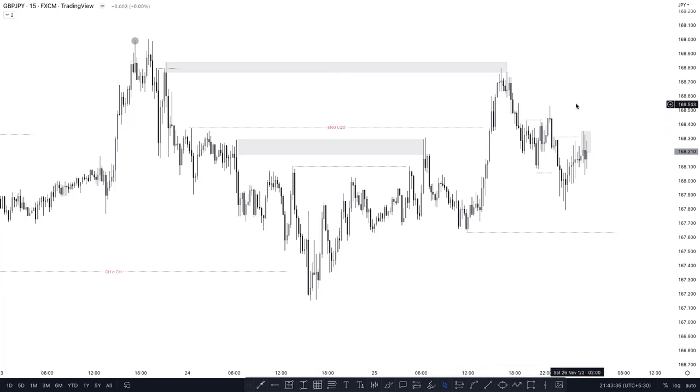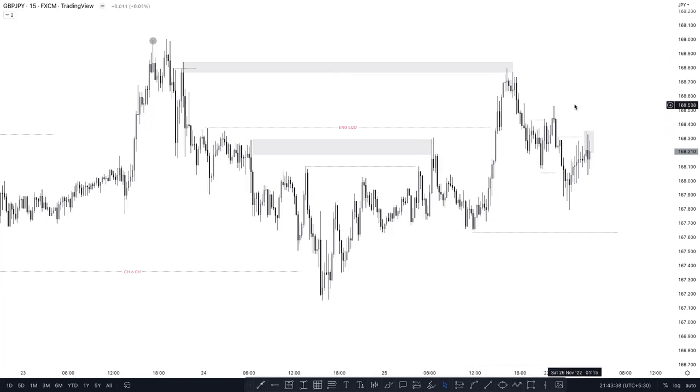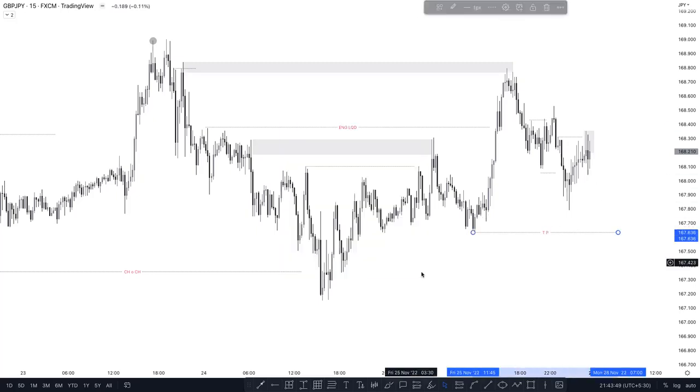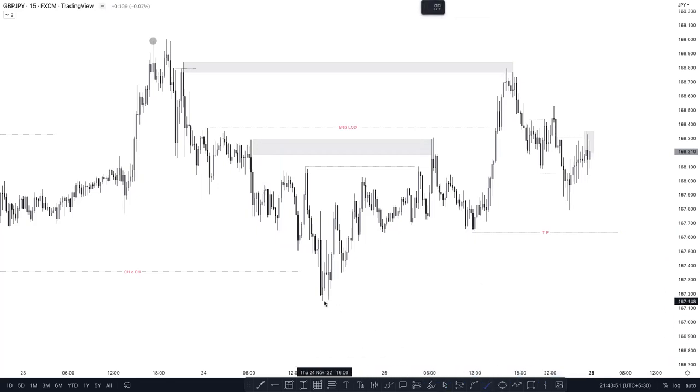Okay, so which part do you want to backtest for the quick? TP is here. Minimum TP is here and maximum is a major low, H1 is here.